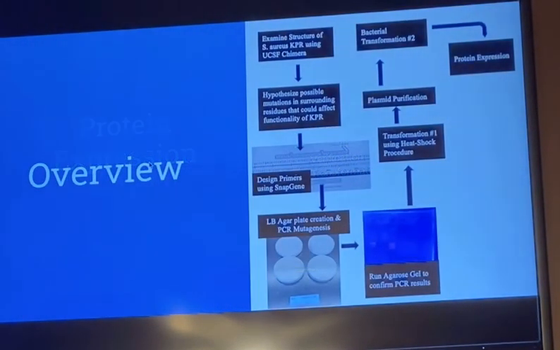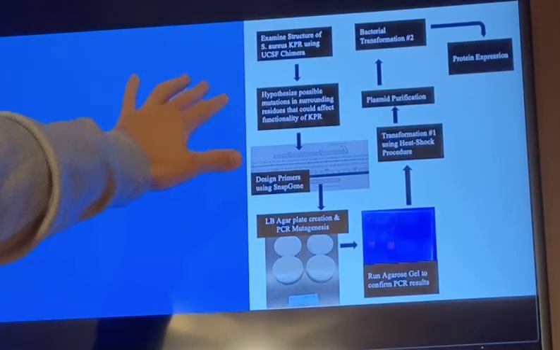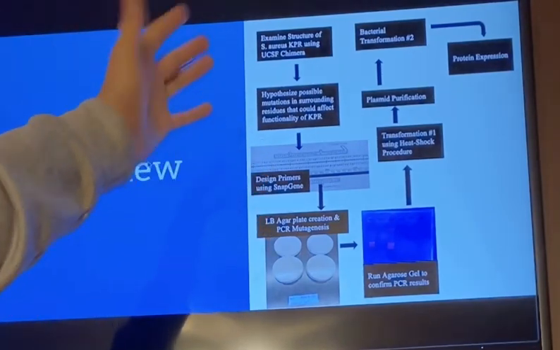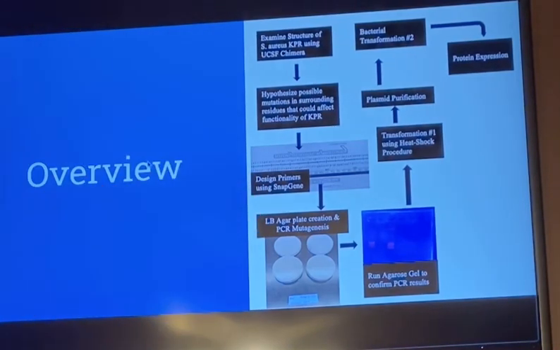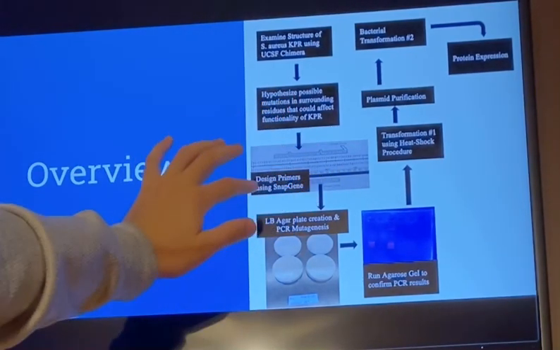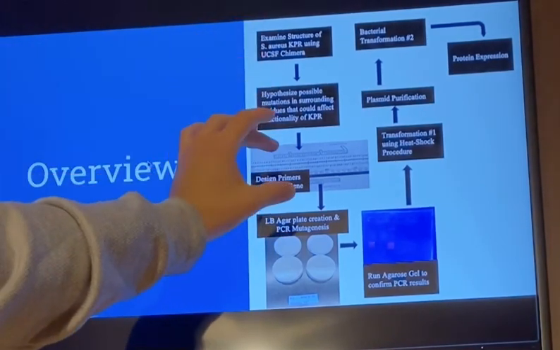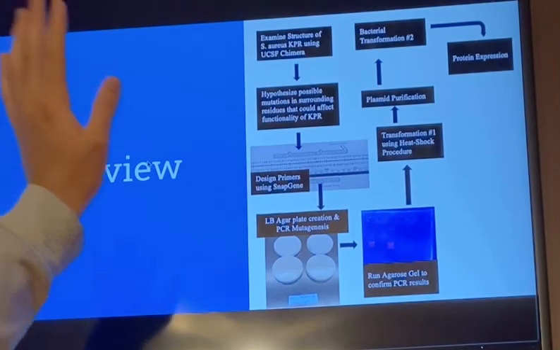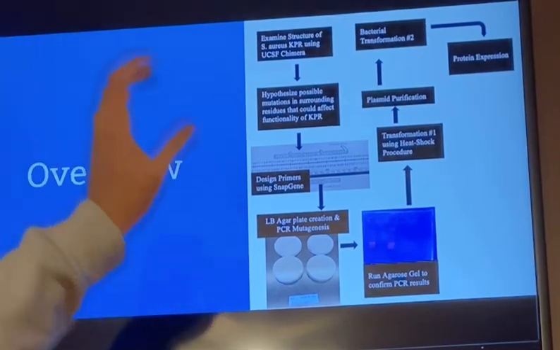I just wanted to throw this back in there just for questions and stuff like that. But this is the overall process. We identify the structure. We figure out, okay, what could affect the functionality of KPR? What mutation do we need to implement? We go to SNAP gene and SDM assist to aid in designing primers that will craft this mutation. Once we do that, we make LB agar plates, and then we run PCR mutagenesis. When we do PCR mutagenesis, we get the exact mutation we want.